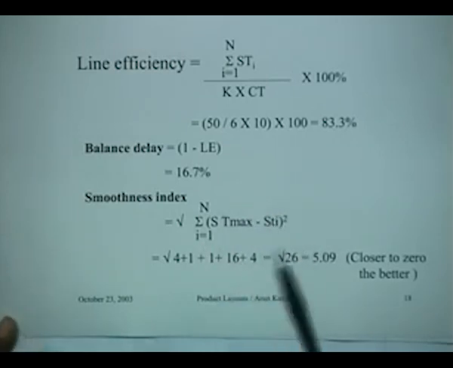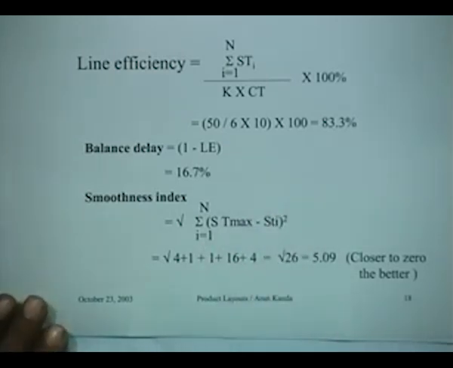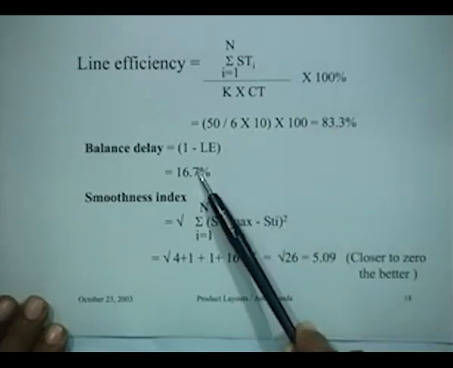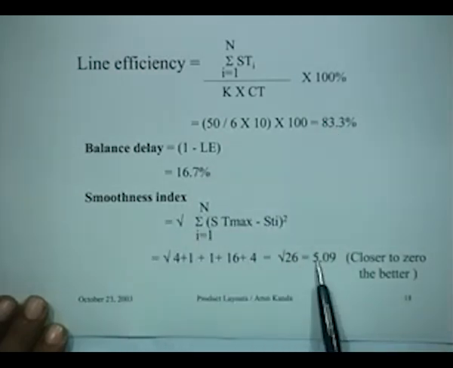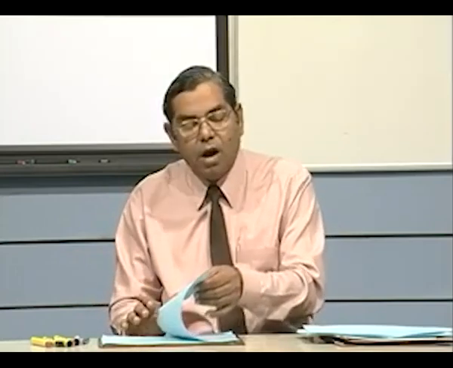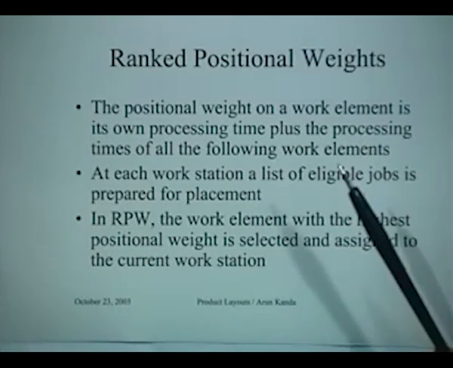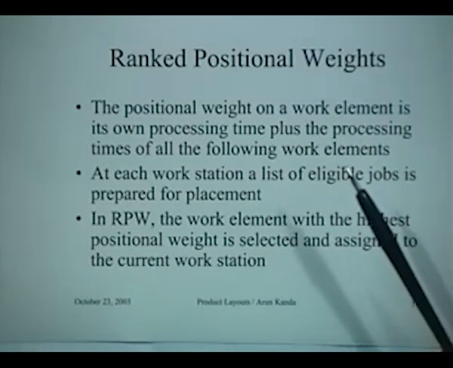So we have got measures of efficiency of this design. We've got a line which has an efficiency of 83.3%, a balance delay of 16.7%, and a smoothness index of 5.09. This is what we have. Now let us see how we can use one of the standard procedures available. We will discuss the so-called ranked positional weight method for developing the line, and we will compare that design with the design that we had obtained by intuition as it was.